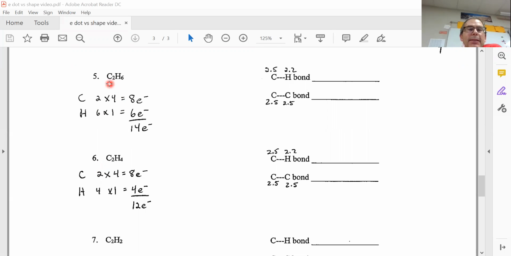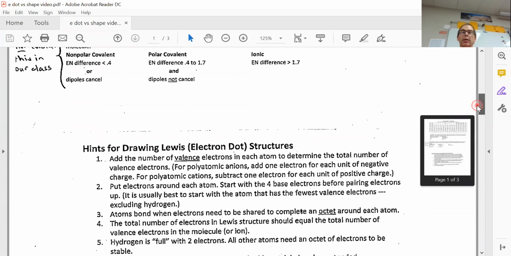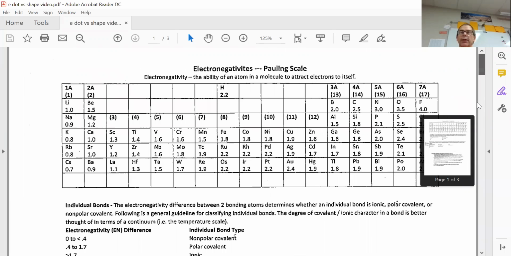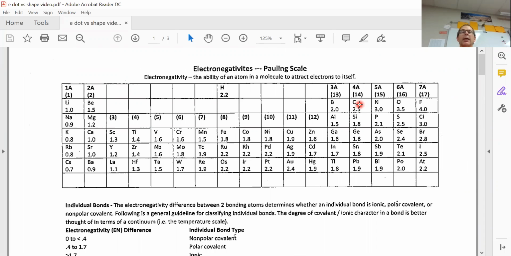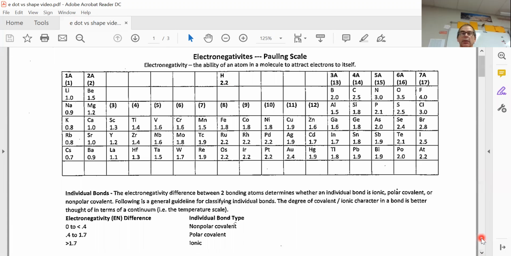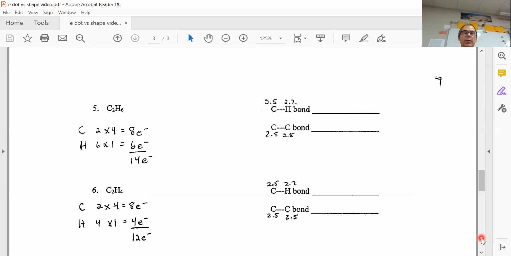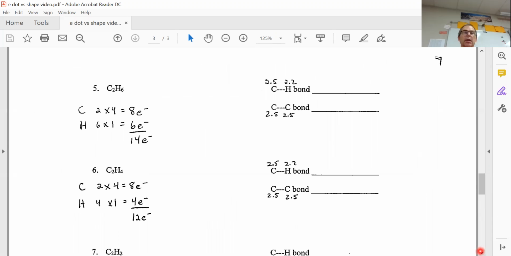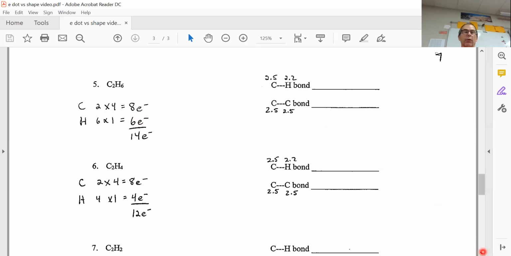So let's say it's something like C2H6. Again, I could look at the chart and see that carbon is in family 4. It's going to have 4 valence electrons. And I know I stuck hydrogen over here, but hydrogen just has 1 electron, an outer shell or valence electron. So if I do my count of electrons, I have 2 carbons, 2 times 4 would be 8 electrons, and 6 hydrogens, 6 times 1 would be 6 electrons, for a total of 14.